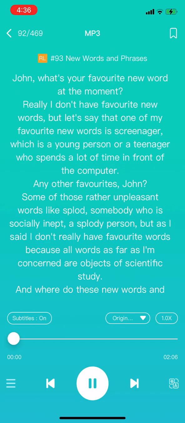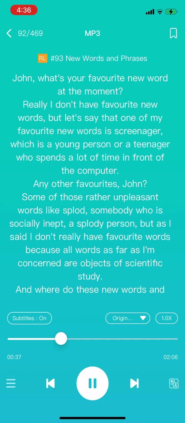And I think, what's your favourite new word at the moment? Really, I don't have favourite new words, but let's say that one of my favourite new words is screenager, which is a young person or a teenager who spends a lot of time in front of the computer. Any other favourites, John? Some of those rather unpleasant words like splod, somebody who's socially inept, a sploddy person. But as I say, I don't really have favourite words, because all words, as far as I'm concerned, are objects of scientific study. And where do these new words and phrases come from?